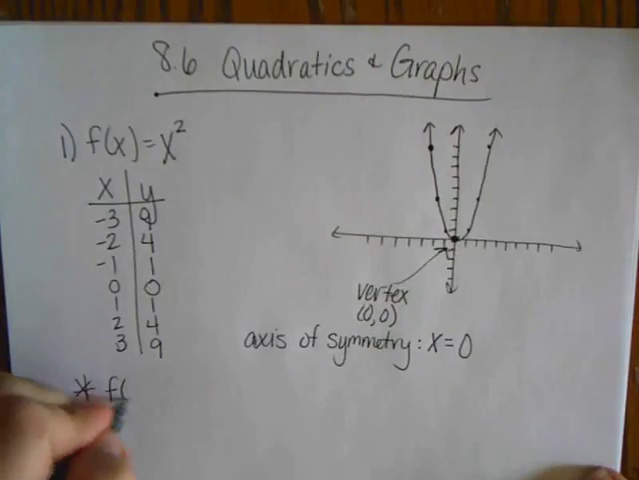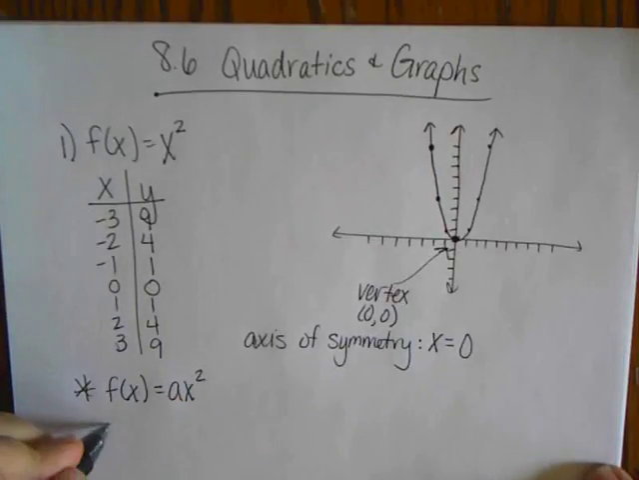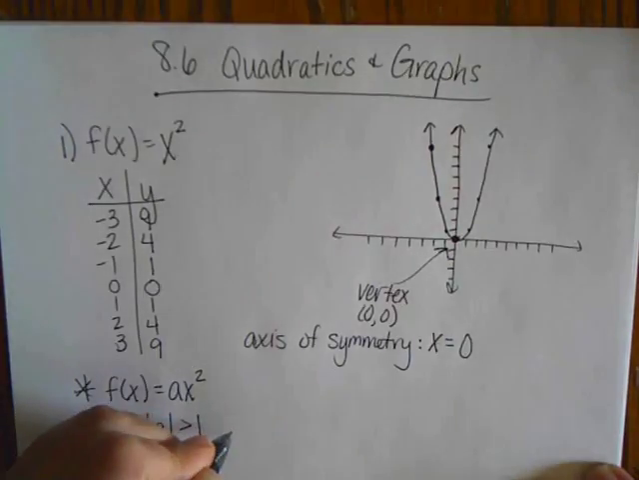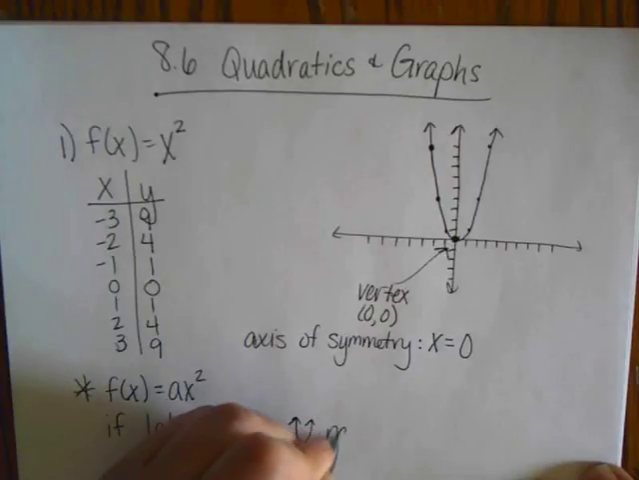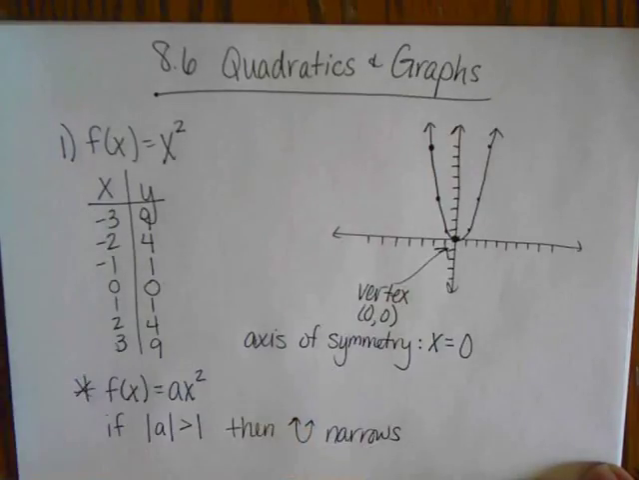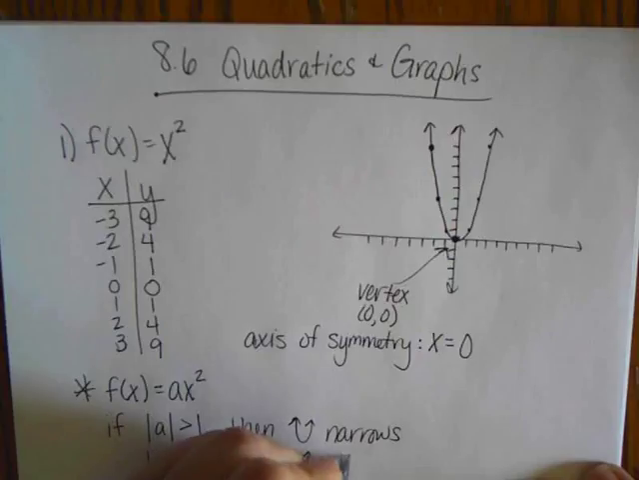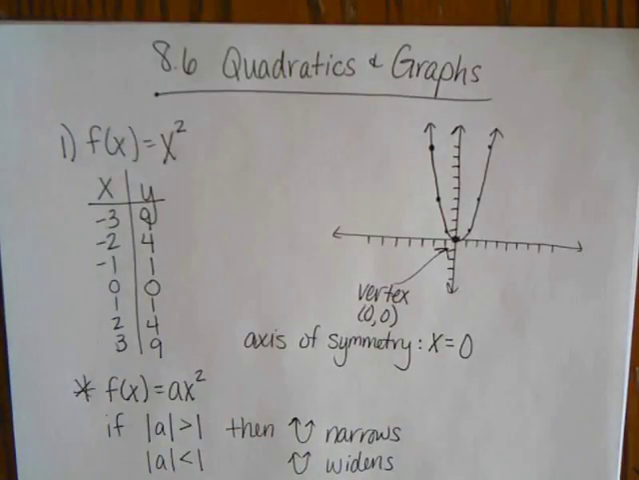So, one thing to note in terms of ax squared: if the absolute value of the coefficient in front of your x squared is greater than 1, then your parabola narrows, or is narrower. And if it's less than 1, your parabola widens. So that will tell you how narrow or wide it is.